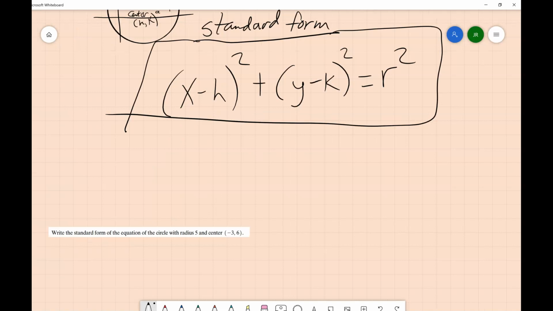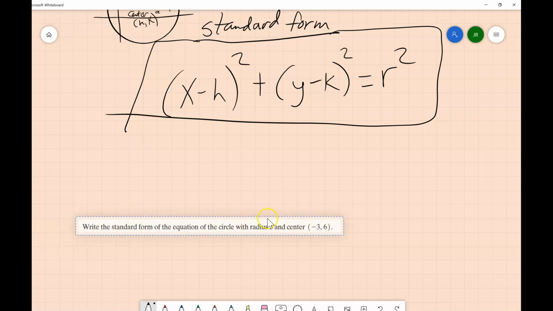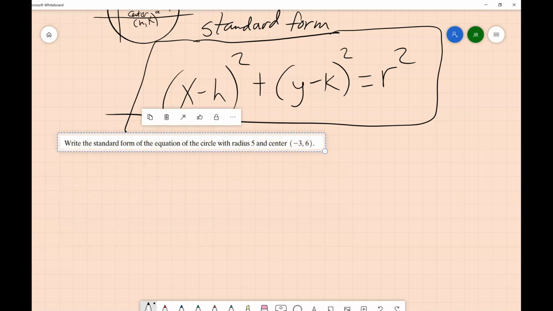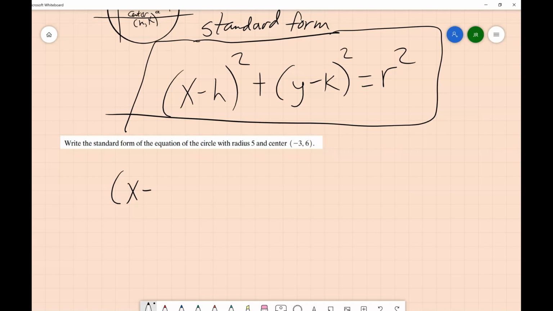All right, write that equation down in your notes. Now we can look at this question and answer it. This is our first example. Write the standard form of the equation of the circle with radius 5 and center -3, 6. All we have to do is plug those numbers in. The 5 goes in for the r, the -3 goes in for the h, the 6 goes in for the k. The x coordinate of the center is the h, the y coordinate of the center is the k. So it's going to be x minus -3 squared plus y minus 6 squared equals 5 squared.